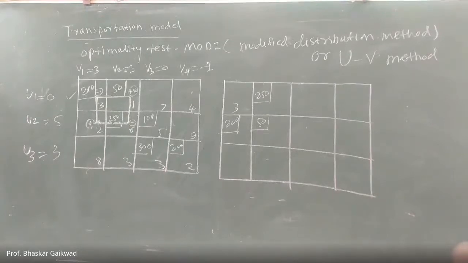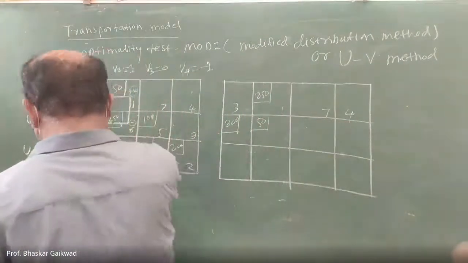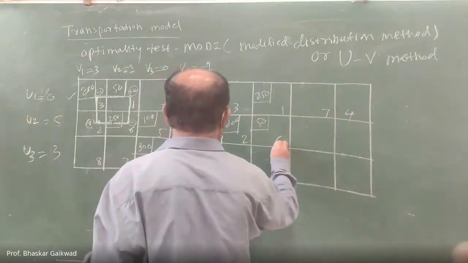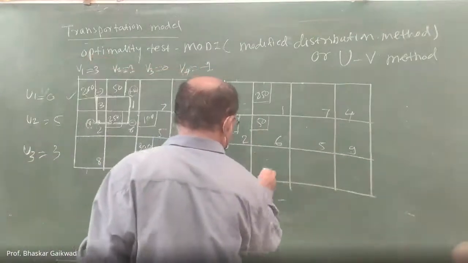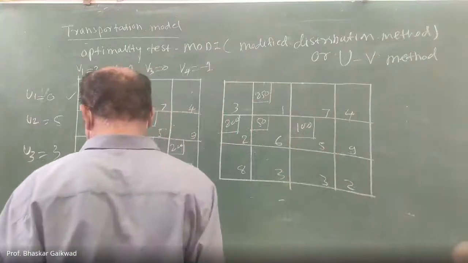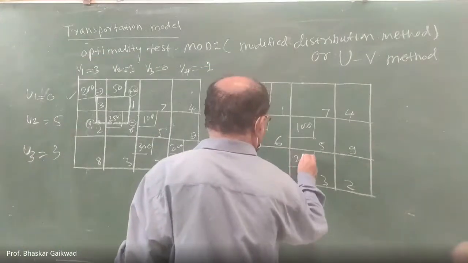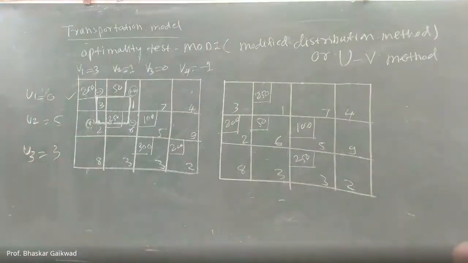That is the 3174. Then here it is 2, 3, 5, 9, 8, 3, here it is 28, 100. This is also 250 and 200.